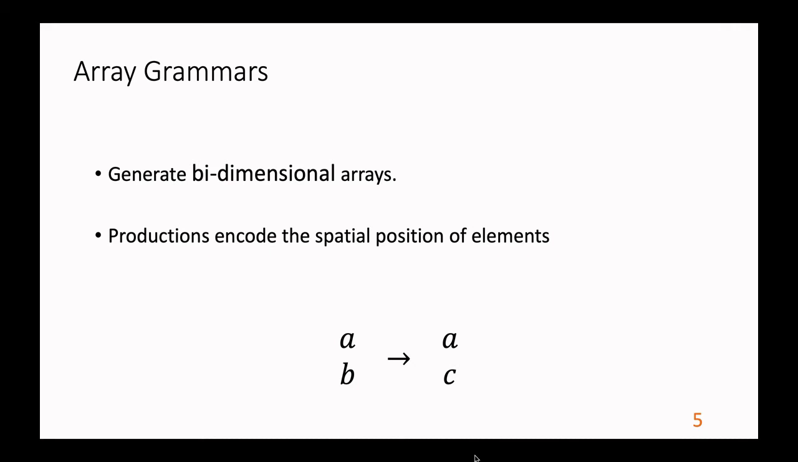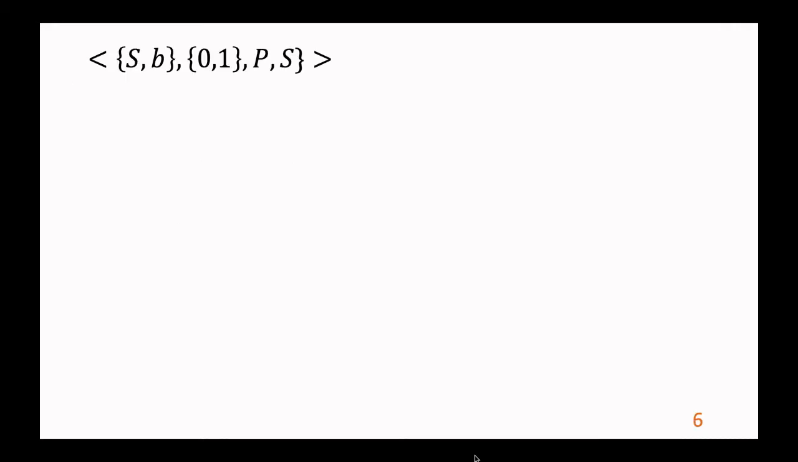So for example, here at the bottom, you have an example of what a production in these grammars looks like. You have A on top of B, and this produces A on top of C, which means that in the array we are generating, whenever we find A and B below, we can replace this B by a C. So let's see a more concrete example.